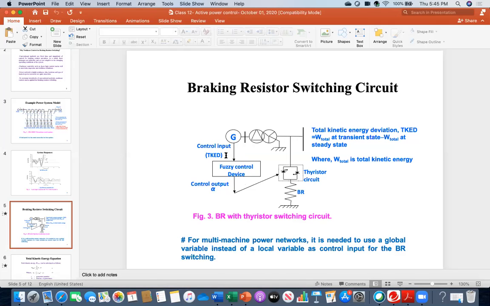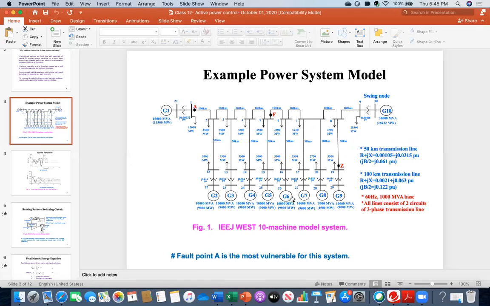Which parameter to use as an input? Today, I have used TKED, total kinetic energy deviation. Total kinetic energy deviation means it will take into account the effect of all the generators. Not just like I have put the braking resistor here. Not only will I put the speed information here, but I have to take into account all of the generators. Therefore, what can be that global variable or global input signal? That is the point of interest.